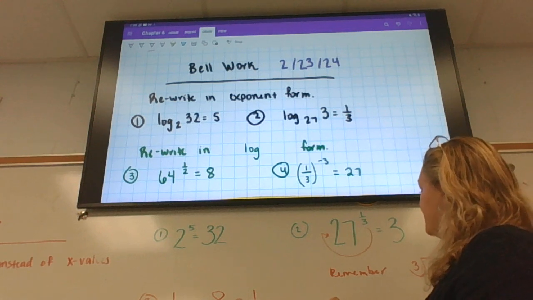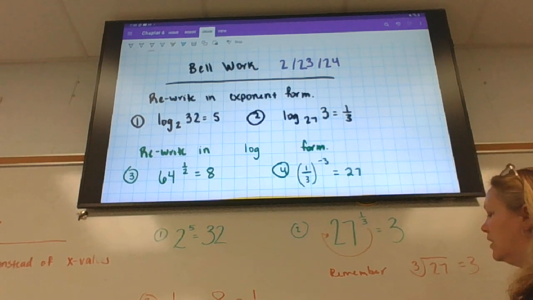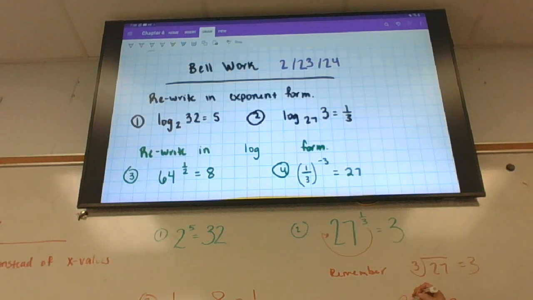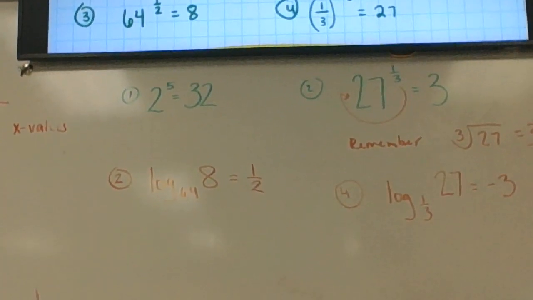Okay, number 4. Log. I got a little baby 1/3 down here. I know it's going to equal -3 because logarithms solve for exponents. And then the argument is 27. Any questions on number 4? Rewriting is important, because today we're actually going to graph logarithms, so understanding the rewritten form is going to be really important.